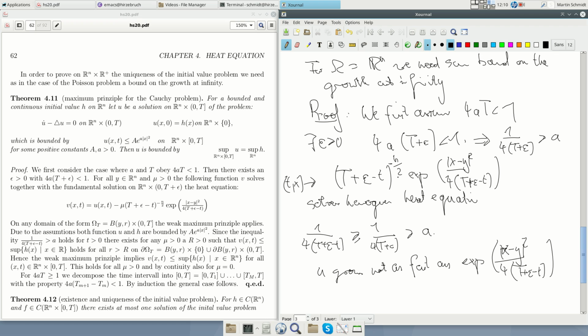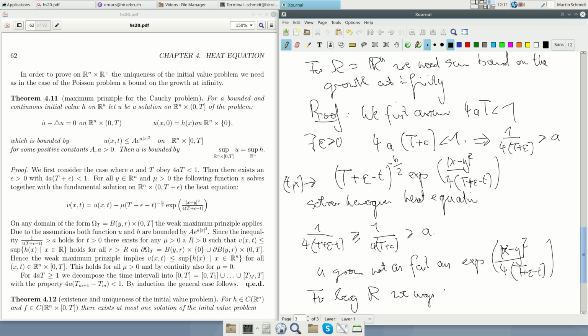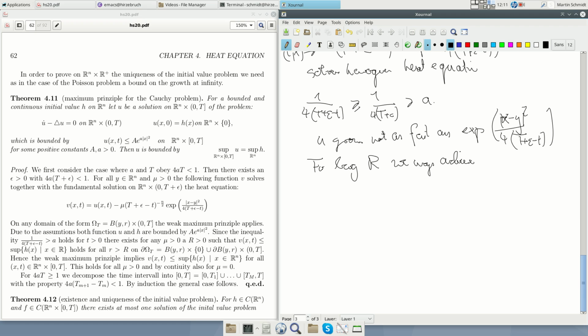So this means, and of course exponential, since this is larger, then for large r, we may always achieve that this negative term here dominates u. We may achieve that u minus this difference, which we call v, is then 0 on the boundary of any large balls B_r, for r larger than R.